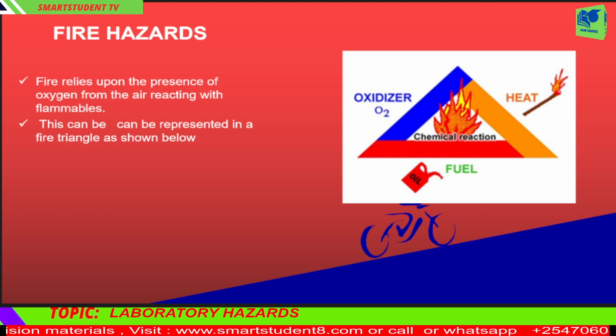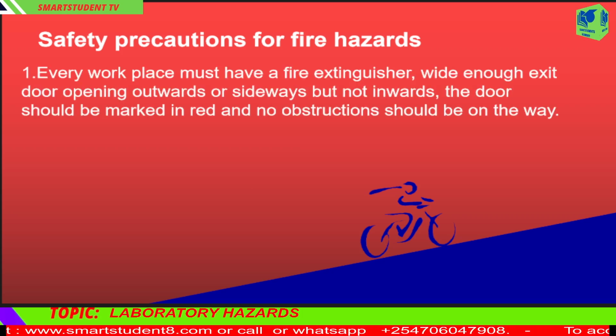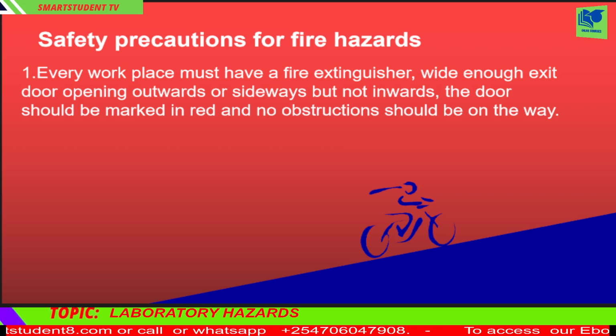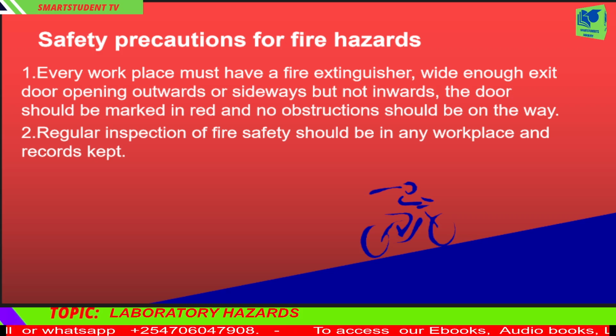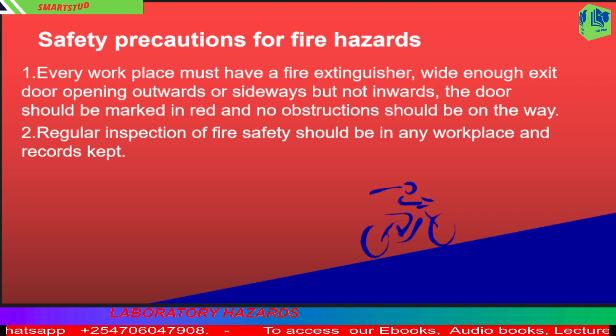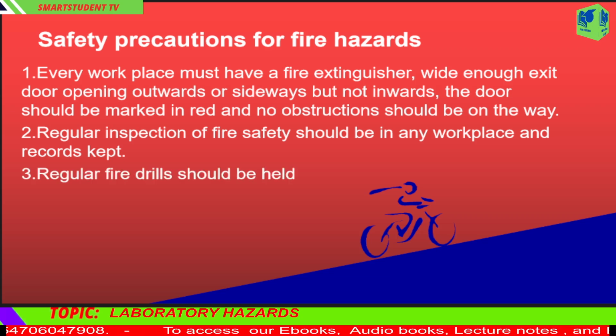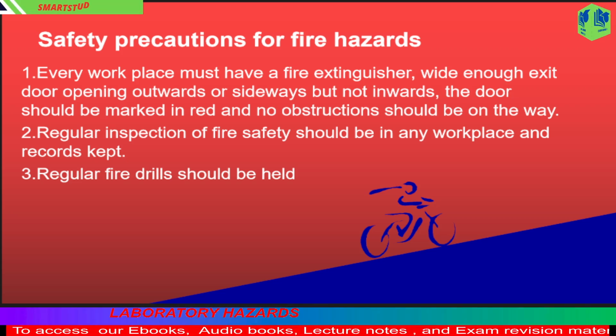Safety precautions for fire hazards include: 1. Every workplace must have a fire extinguisher, wide enough exit door opening outwards or sideways but not inwards. The door should be marked in red and no obstructions should be on the way. 2. Regular inspection of fire safety should be done in any workplace and records kept. 3. Regular fire drills should be held in which the staff and the public should be informed and made familiar with the emergency routine to be followed in case of fire outbreak.